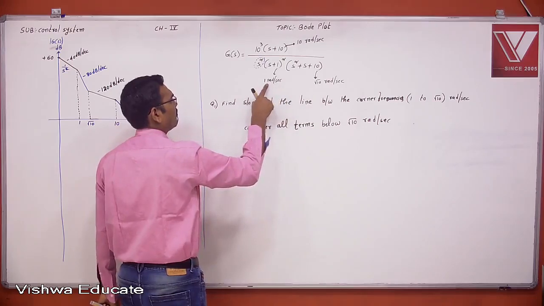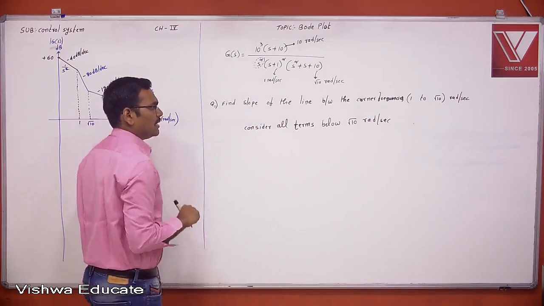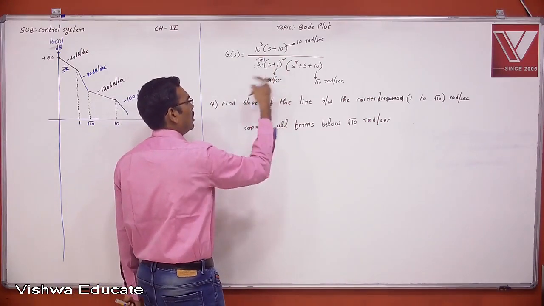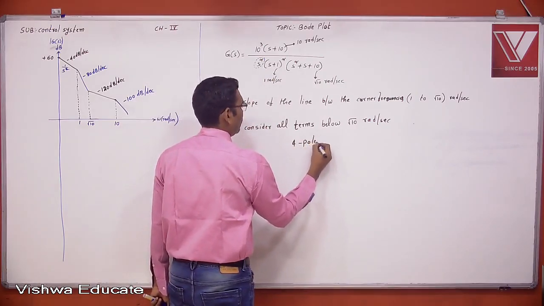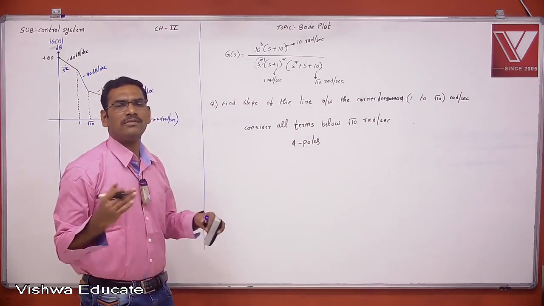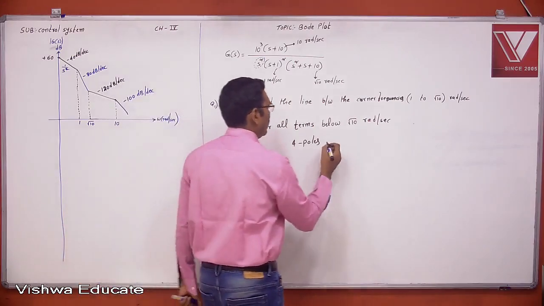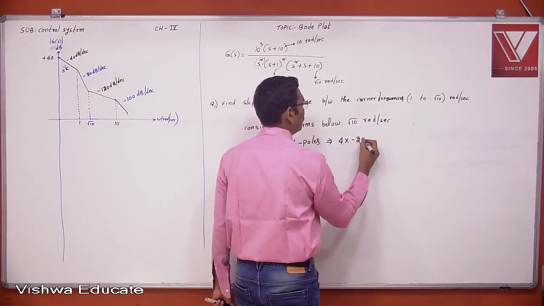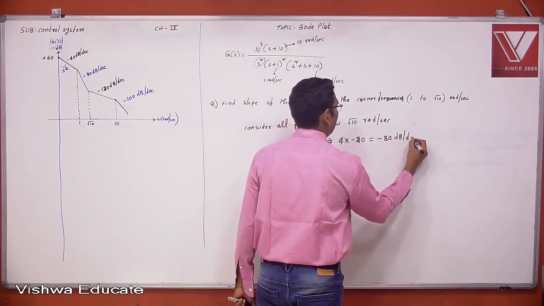Below root 10 means at 1 radian per second 2 poles, and poles at origin again 2 poles at origin. So totally here there are 2, here there are 2. Totally 4 poles. Whether it is 2 poles, 3 zeros, or 3 zeros, 4 poles, 6 poles, 5 poles, 6 zeros, 5 zeros, whatever the combination, it is 4 poles. Now I am asking, what is the slope of each pole? 4 into minus 20, which is nothing but minus 80 dB per decade.